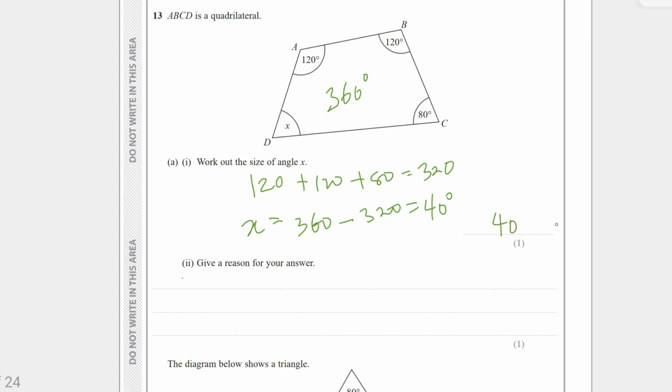So the reason for our answer is the sum of angles in a quadrilateral is 360 degrees.